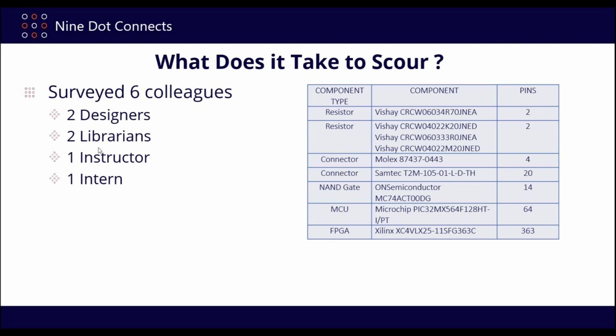Okay. And so what did we get here? Because here at 9.Connect we're a small organization, I'm not saying we have necessarily dedicated designers or dedicated librarians. These are kind of their primary roles, but they can easily do libraries as well and vice versa. So two of the people who did this survey are primary designers. That's what they do for the most part, but they can do libraries.